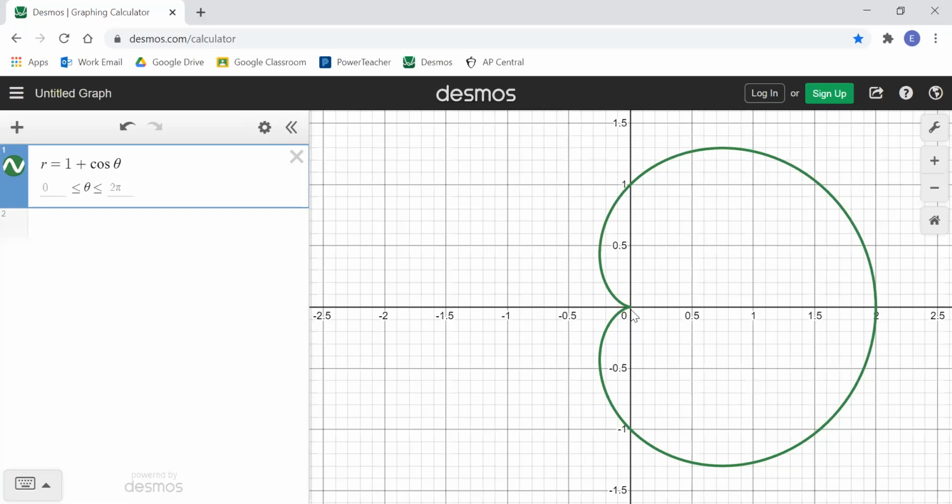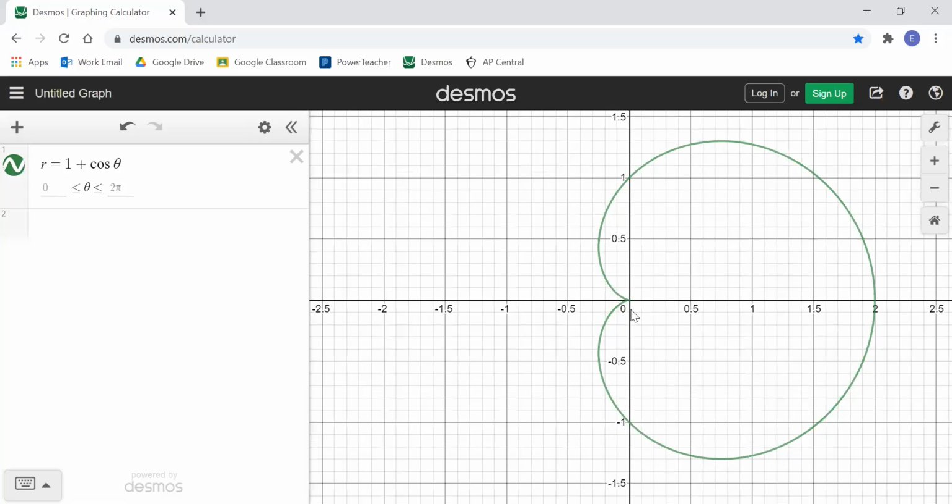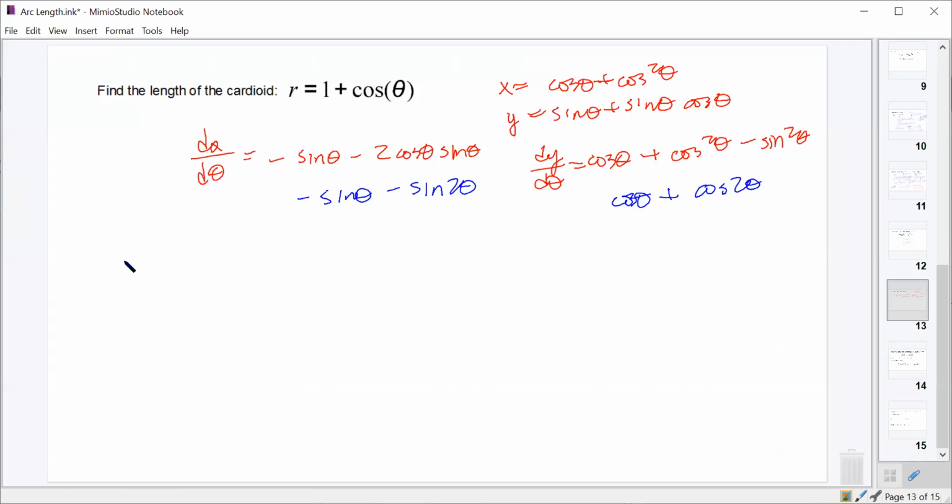But we'll want to break this up, and rather than trying to do 0 to 2 pi, having that cusp will give us an issue. So we're just going to want to do 0 to pi. We know it's symmetric across the polar axis there. So if we just do 0 to pi, we can double that. Make sense? So those are the limits you should have gotten.